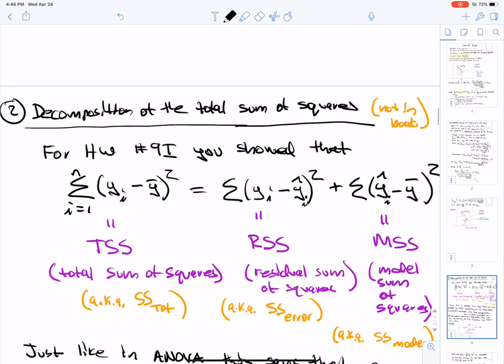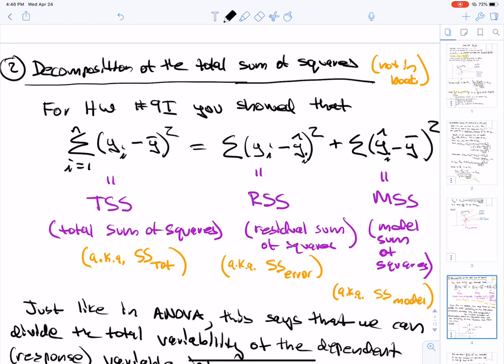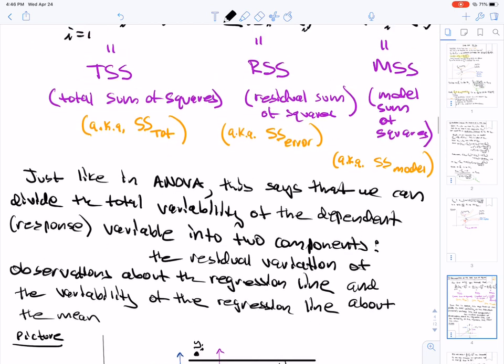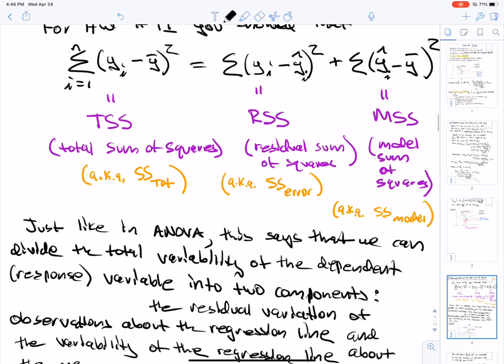Okay, we're next going to talk about the decomposition of the total sum of squares. From homework 9, you showed that the TSS is RSS plus MSS, so the total sum of squares is the residual sum of squares plus the model sum of squares. And so just like in ANOVA, this gives us a decomposition of the total variability of the y's in terms of the residual sum of squares and what's also called the model sum of squares, which is in this picture here.